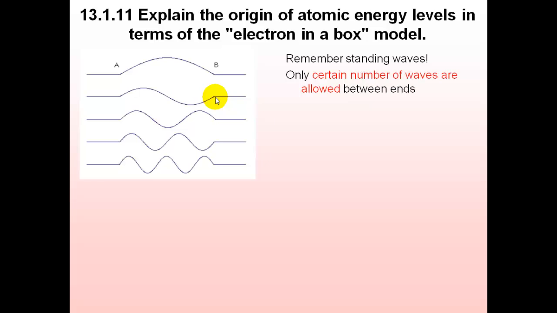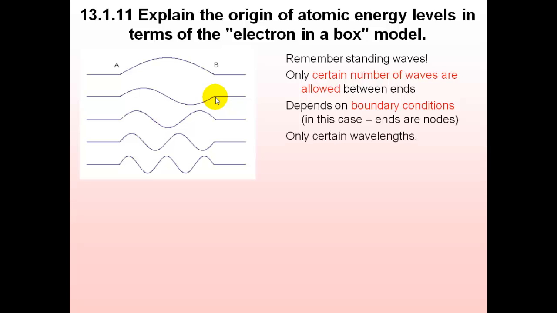There are only a certain number of waves that are allowed between ends. In this case, it's an integer number of half wavelengths. You can't have 3/4 of a wavelength because then the boundary conditions are not satisfied. In this case, we have to assume that the ends are nodes. So we only get a certain number of waves. In other words, only certain wavelengths will be allowed inside this atom.